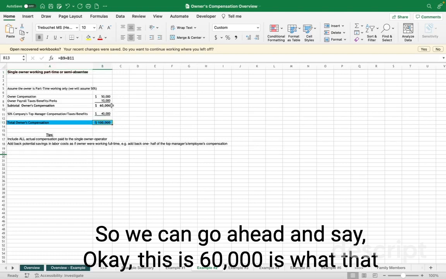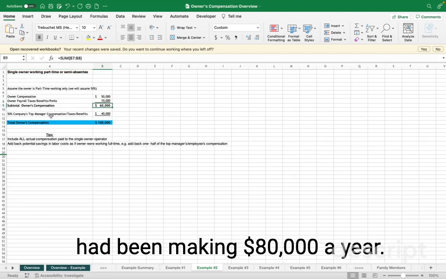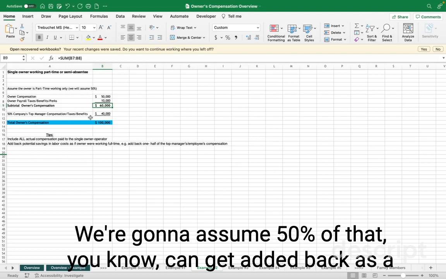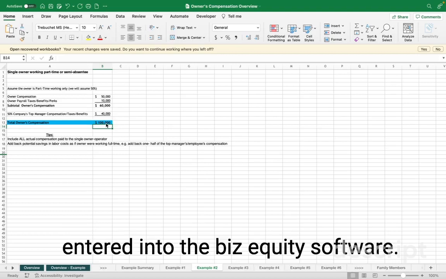So we can say, okay, $60,000 is what that owner had been making historically. This top manager had been making $80,000 a year. We're going to assume 50% of that can get added back as a cost savings, for a total of $100,000, which would be entered into the BizEquity software.